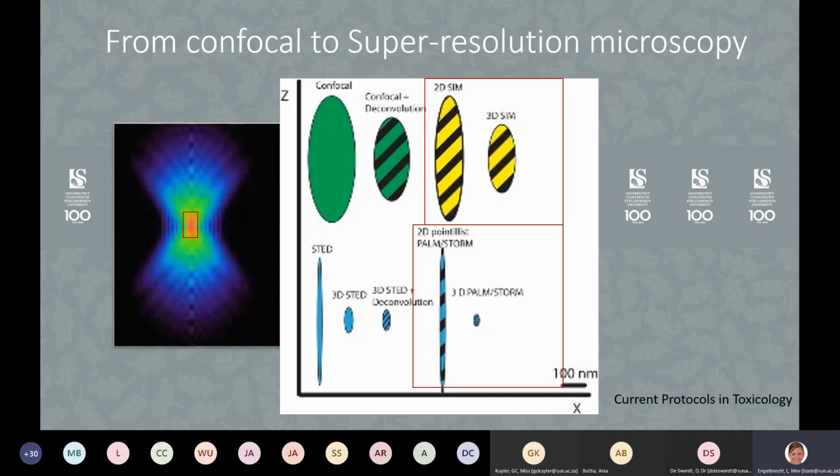And then the third type is the PALM STORM type of super resolution. If you use it in 2D, you again don't really resolve it in 3D. You only really bring it down in the XY plane. But with 3D PALM STORM, which we also have on our microscope, you can bring down this point spread function significantly again. So what I will talk about, which I've put in a block here, is SIM, and we also have the PALM STORM features on our microscope. I will now discuss these two features in more depth.